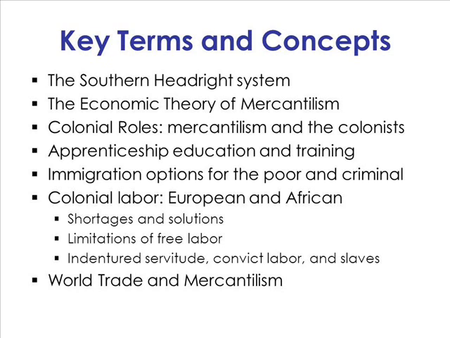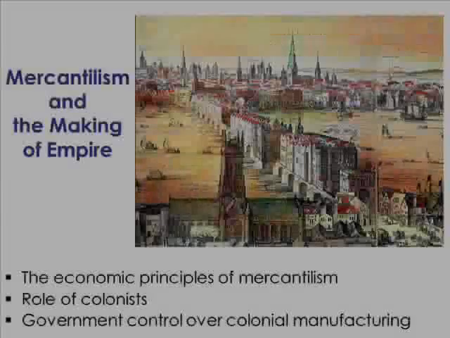Number three, there were four labor forms that existed in colonial British America. The first one was apprenticeship. Second, free labor. Third, slave labor. And four, bonded labor, including convicts and indentured servants.